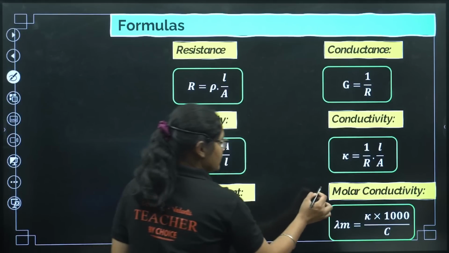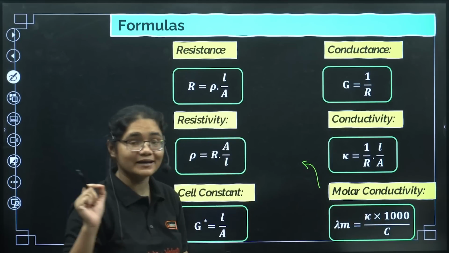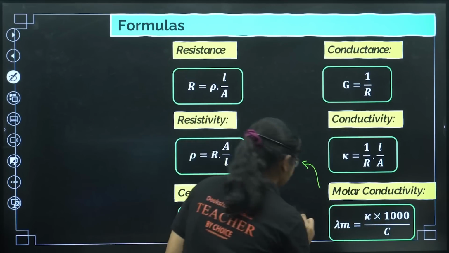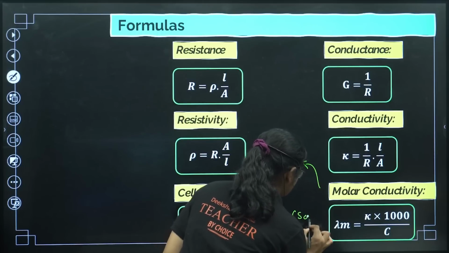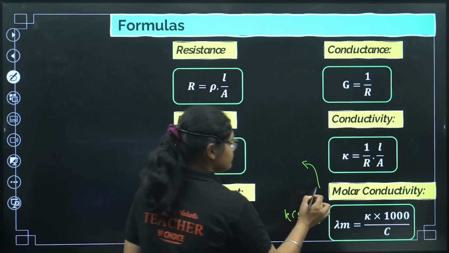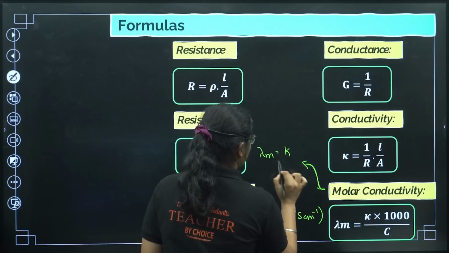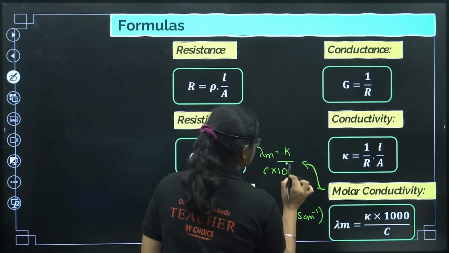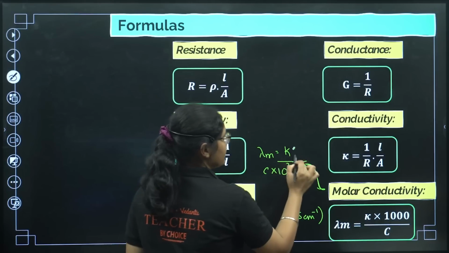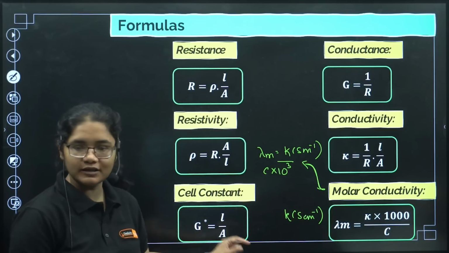Here in molar conductivity I have to add one formula. Lambda m is equal to kappa into 1000 by C, if and only if kappa unit is in S centimeter inverse. Now if kappa unit is in S meter inverse, what will be the formula of molar conductivity? Lambda m will be equal to kappa by C into 10 to the power of 3. Here kappa should be in S meter inverse. So please remember these two formulas.